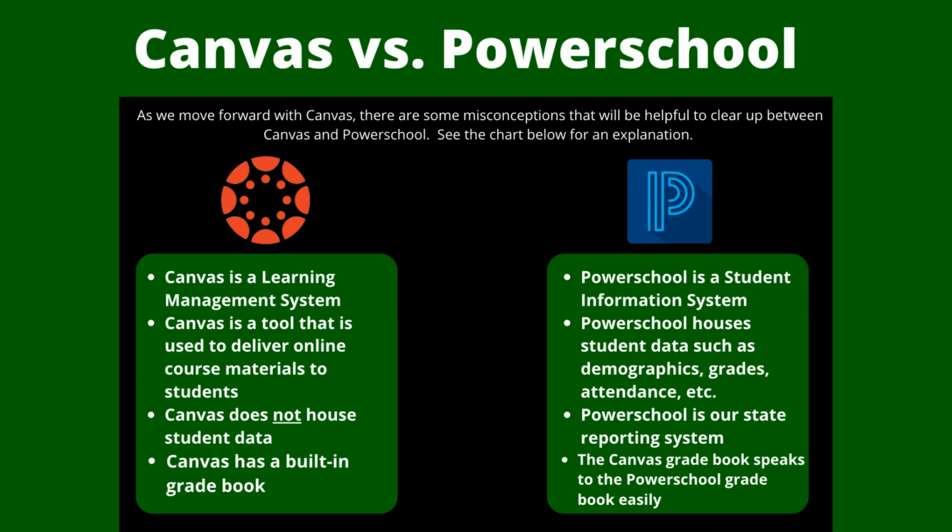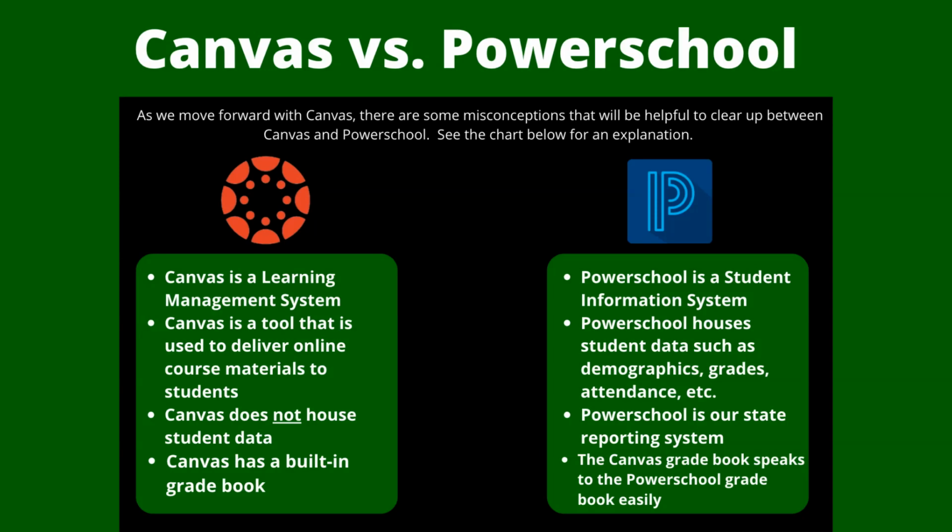Canvas is our LMS, or our learning management system. This is the tool that we deliver digital content to our students, and then we receive back their work on that. Canvas does not house student data or historical grades or any of that kind of stuff. Yes, Canvas does have a built-in gradebook, and it does talk to our PowerSchool gradebook, but we still have to use the PowerSchool gradebook as the official gradebook for state reporting. So they play two different roles, but we need them both.